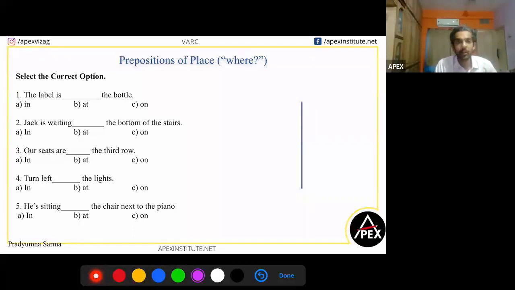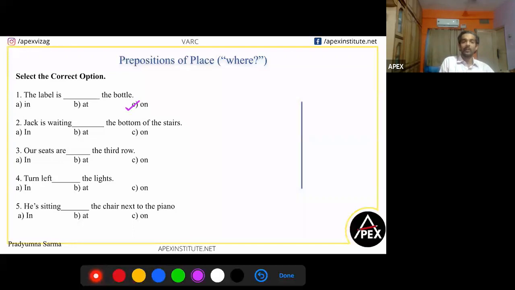All right. So let's look at the questions. The label is dash the bottle. Now, see, all the three options will make sense except for the B part. Okay. A and C both make sense. But just common sense point is, if a label is inside the bottle, I won't be able to see it, correct? So not only what is logical, you should also think about how it works out. Okay, grammatically it's fine, and how does it work out logically? So the first answer is C.